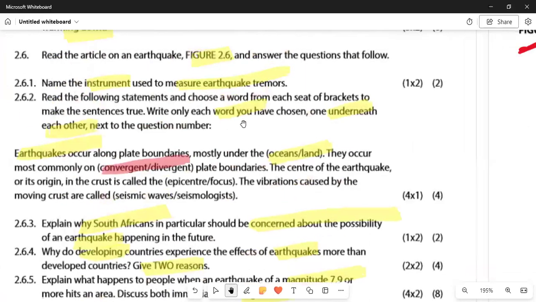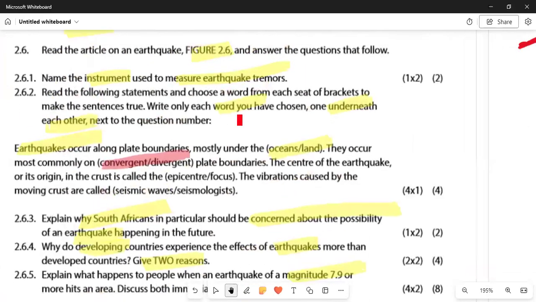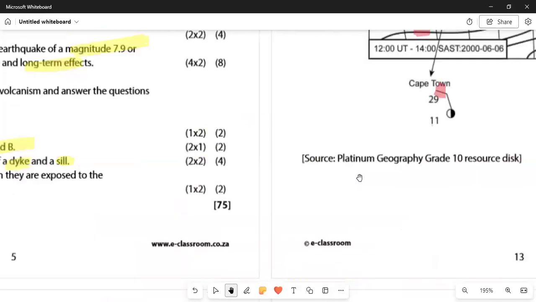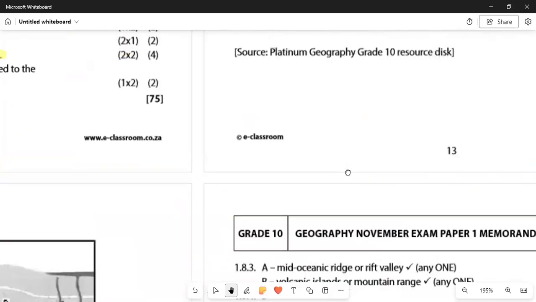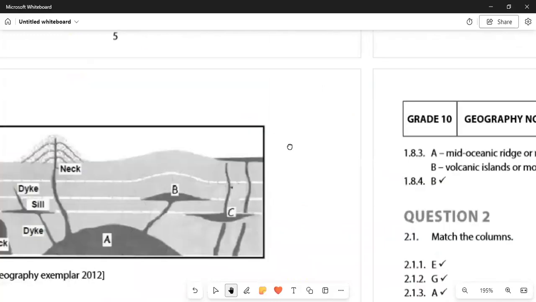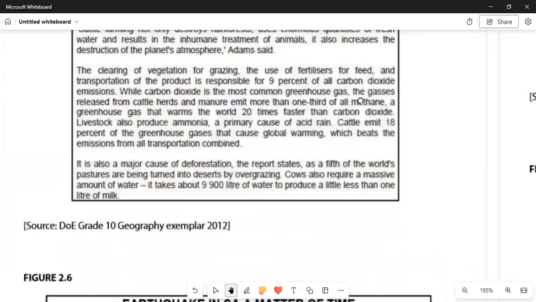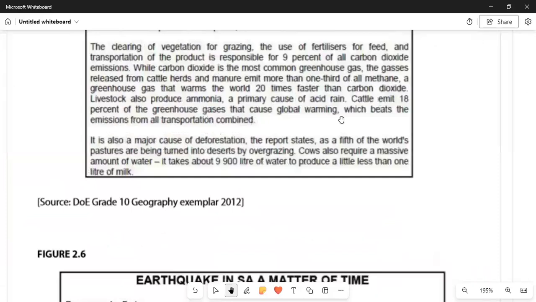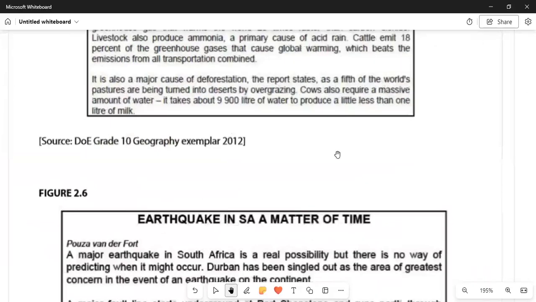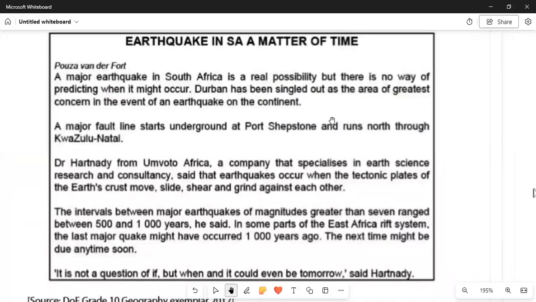And then see there it says, read the article on earthquakes in 2.6 and answer the questions that follow. So we must move to reading the earthquake article in 2.6 before we can answer the questions, so that we grasp the concept very well for our content measure. In 2.6 we can see that this is the earthquake matter in South Africa. All right, then let us read.